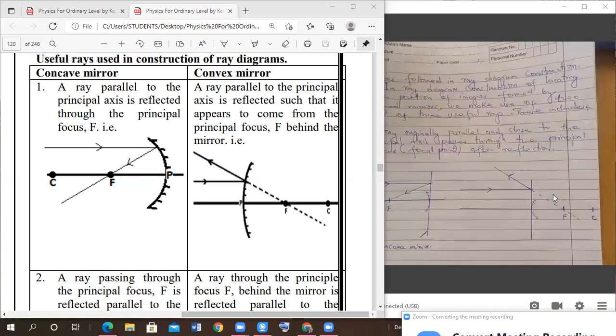That is the first rule. For every ray which is parallel and close to the principal axis, it must pass through the principal focus after reflection. After what? After reflection. Take note of that. Members, take note of that.